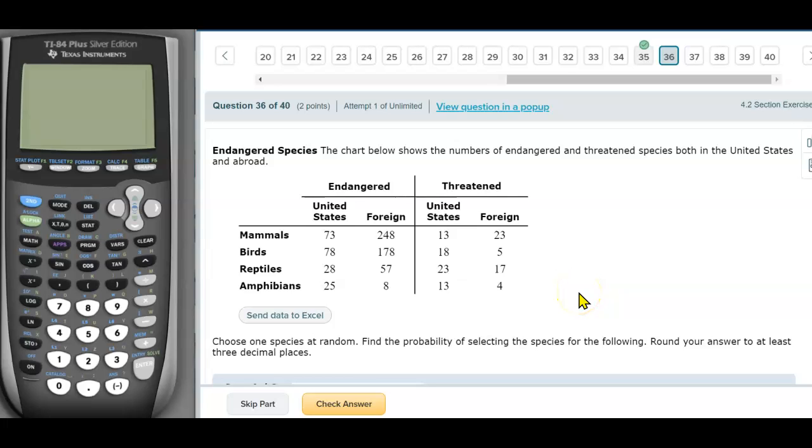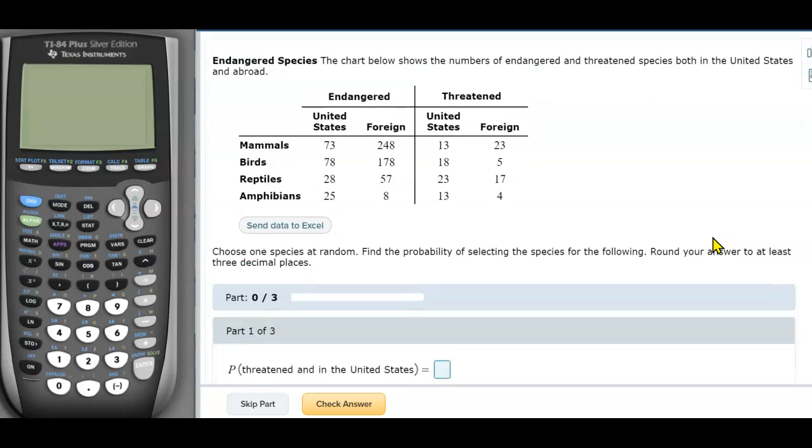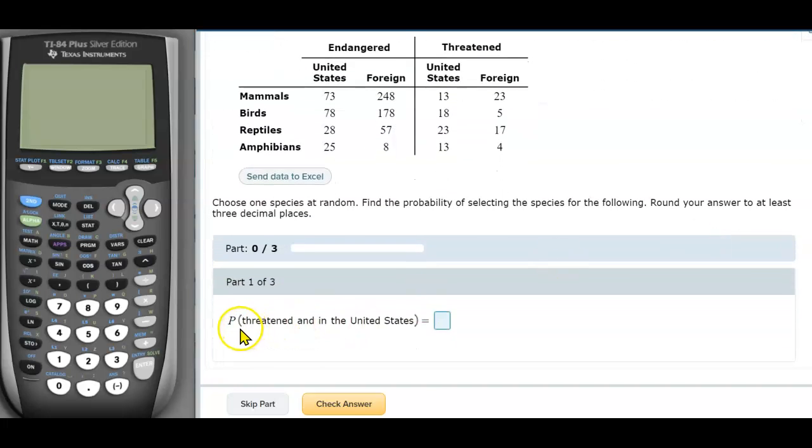All right, so this is a probability question, and we get this table: endangered species, threatened species, and the numbers relative to the United States and foreign countries, right? And here, what kind of animals they are. So the first question is asking you the probability of threatened and in the United States.